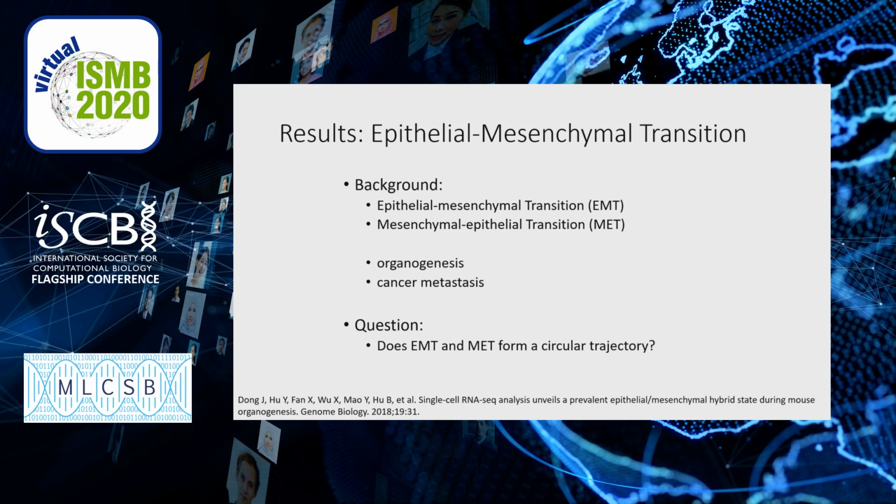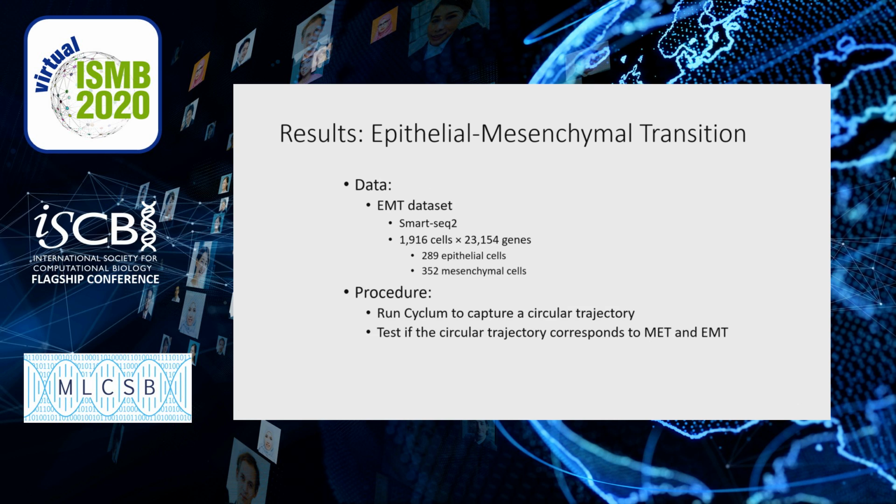The transitions between epithelial cells and mesenchymal cells is vital in organogenesis, and is also hijacked by cancer to cause metastasis. It's natural to ask if EMT and MET form a circular trajectory. To acquire some insights, we found a dataset with around 300 epithelial cells and 300 mesenchymal cells, where there is known to be EMT happening. We run cyclone to capture a circular trajectory and test if the circular trajectory corresponds to MET and EMT.